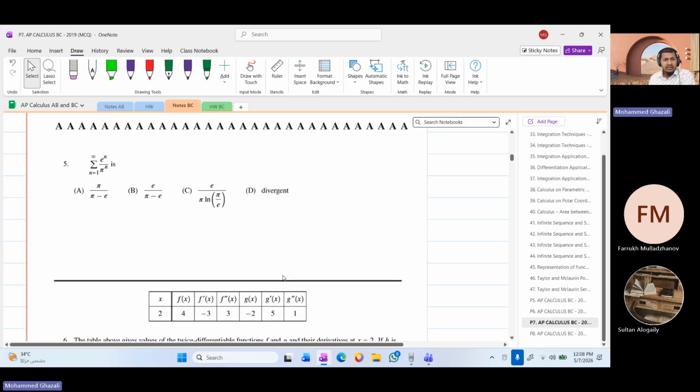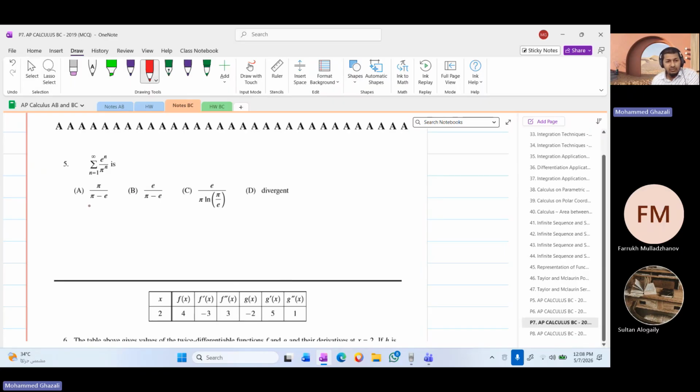Question 5. When they say sigma of this is equal to what, let's expand the first few terms to check what the pattern is like. If I put e to the power 1 over pi to the power 1, you get e over pi, then e squared over pi squared plus e cubed over pi cubed. So it's a geometric series, and you have an infinite sum.